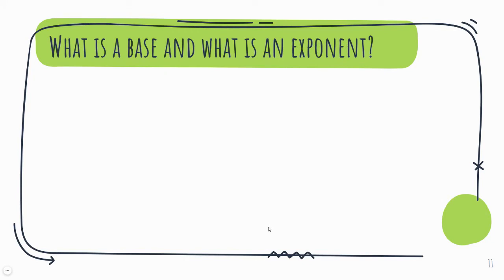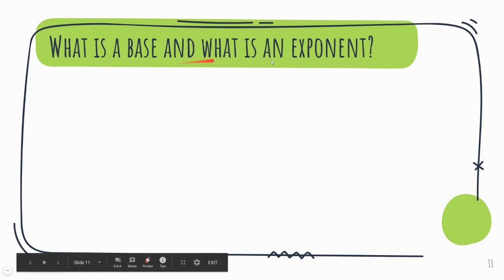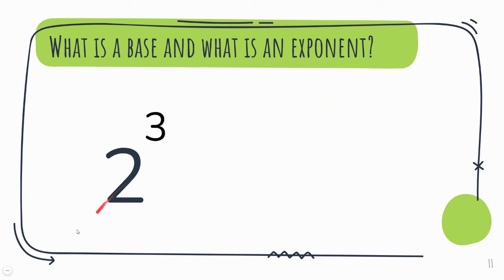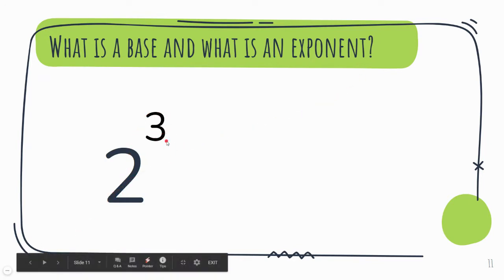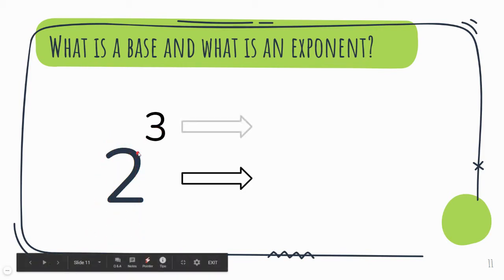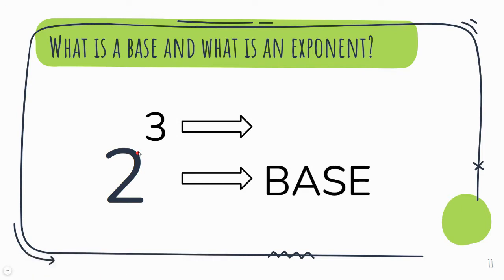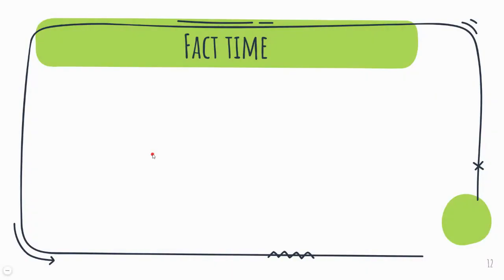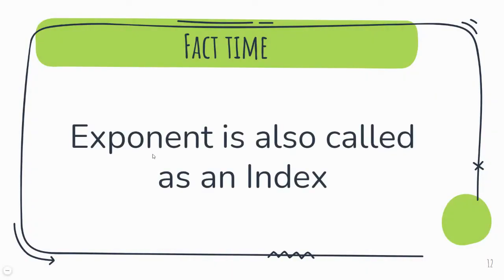And now we are going to see the most important thing. The question is what is a base and what is an exponent. So over here, if we have the numbers 2 and 3, what do you think will be the base and what do you think will be the exponent? Now, over here, the number which is below, the main number, is going to be the base. And the number which is on the top is going to be the exponent. And now, a fact. Exponent is also called an index.